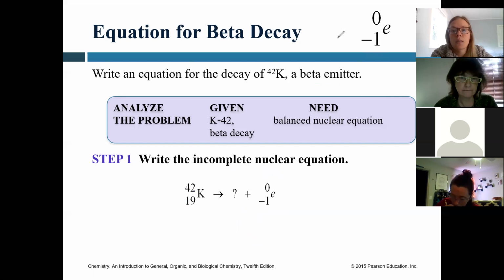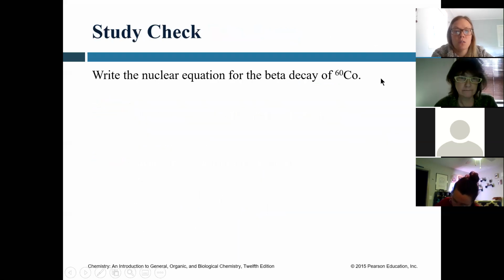Let's do another one of these, beta emissions. I want you to do this one. Write the full nuclear equation for beta decay of cobalt 60.